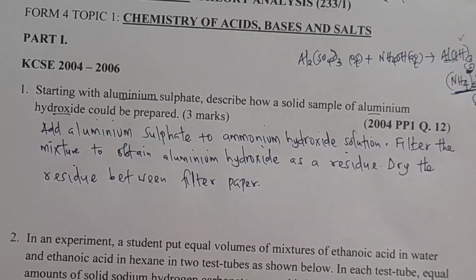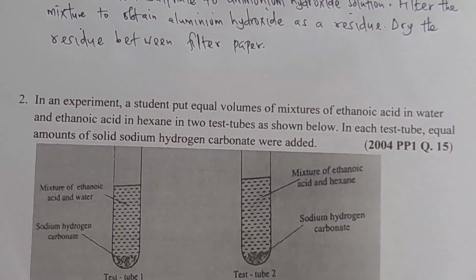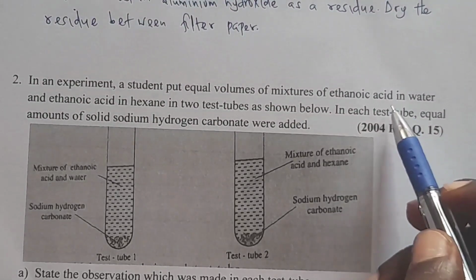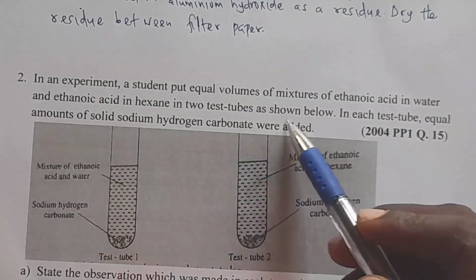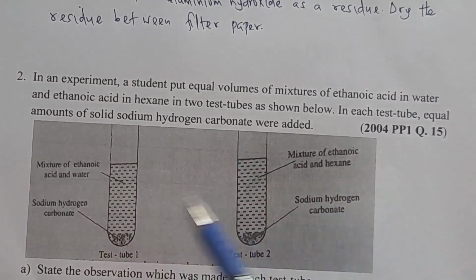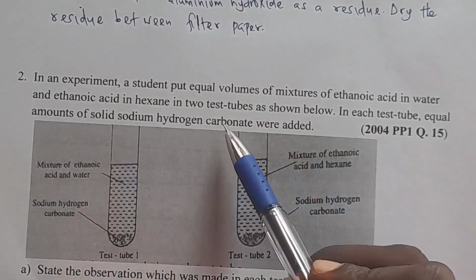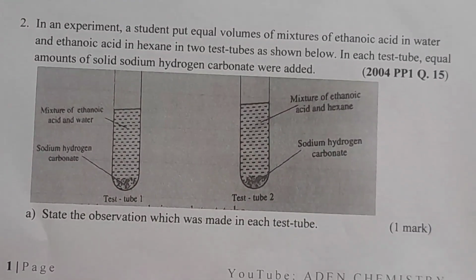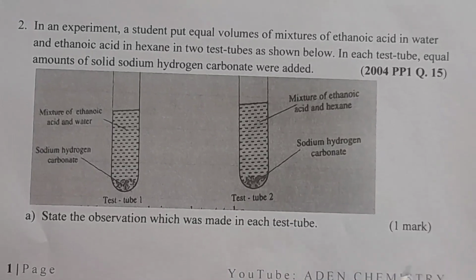So we go to number 2. In number 2, we are told in an experiment, a student put equal volumes of mixtures of ethanoic acid in water and ethanoic acid in hexane in 2 test tubes as shown below. So these are the 2 test tubes. In each test tube, equal amounts of sodium hydrogen carbonate were added. For part A, we are told to state the observation which was made in each test tube. So we start first of all with test tube 1.